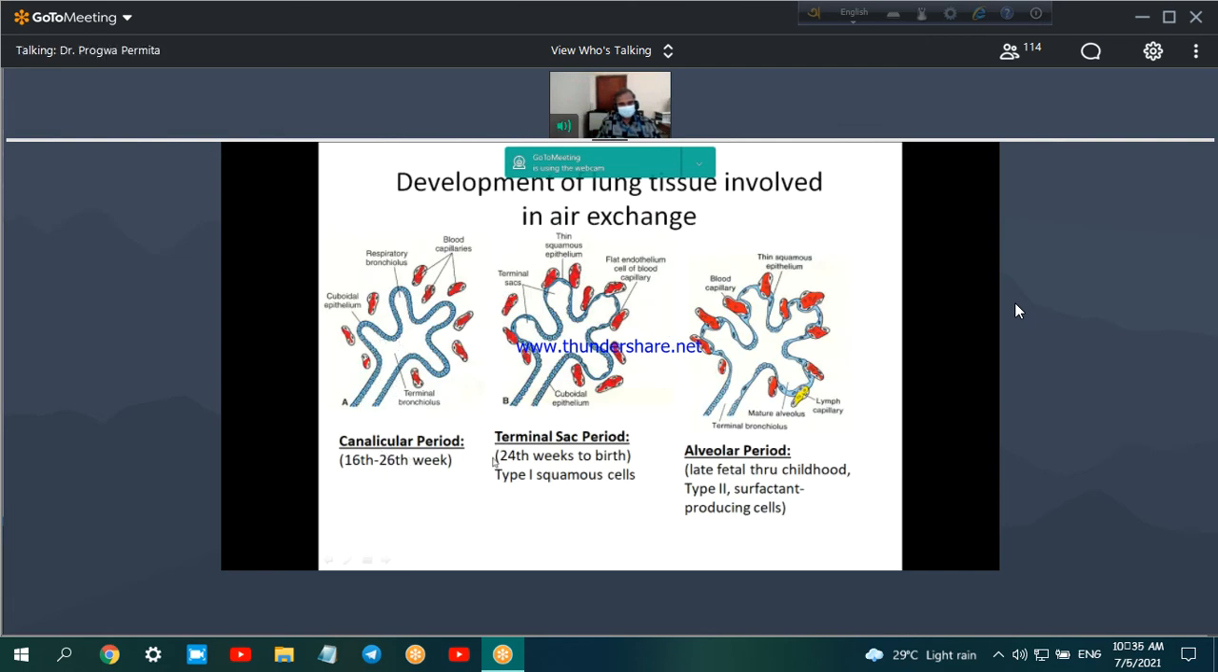This is the canalicular period. After the terminal bronchioles comes the terminal sac period, then the alveolar period. The vascular supply is more dominant in the alveolar period. From late fetal life through childhood, type 2 surfactant-producing cells are present here.